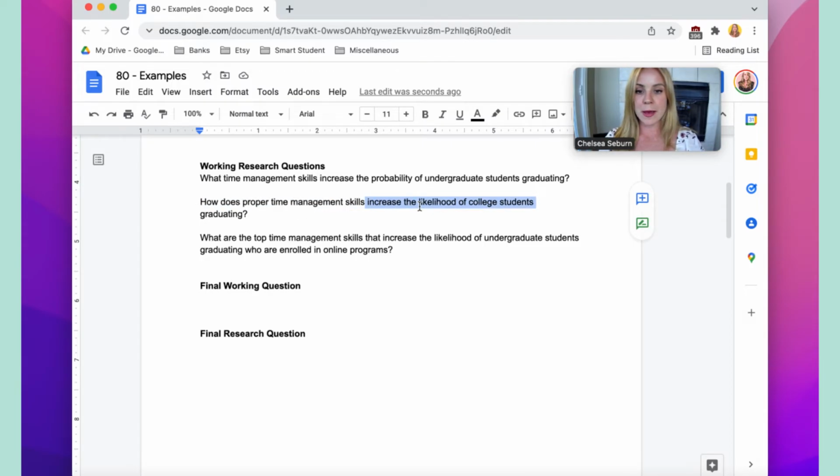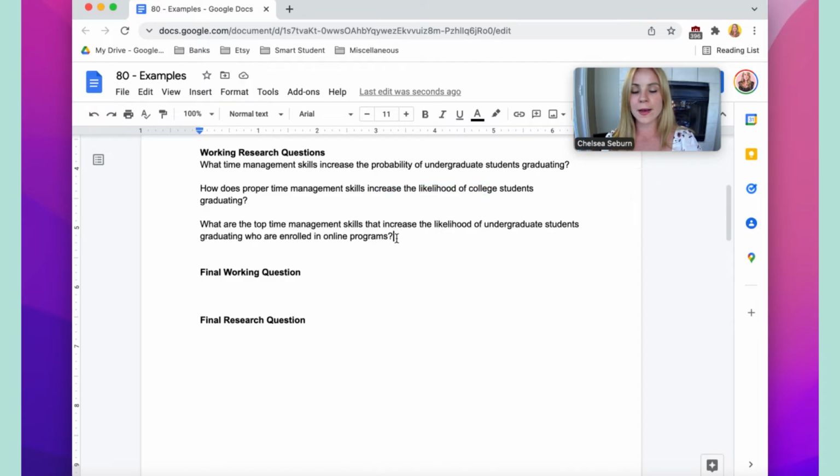How does proper time management increase? So what time management skills increase? We still have our what and how. As we refine more, we notice something else. We notice a trend. So a lot of the information out there right now, when we're talking about time management skills and graduating, there's a lot of studies on online college students who are in online programs. And so now we're refining even more because there's a lot of data for online students. And so time management skills increasing the likelihood of them graduating.